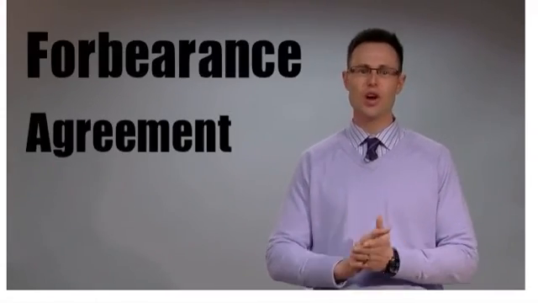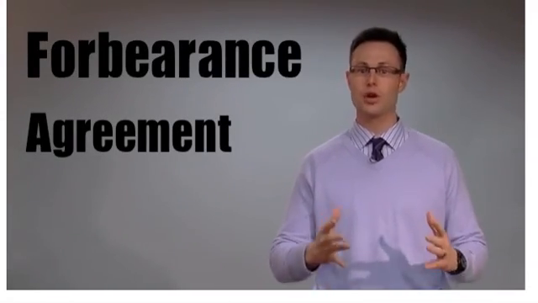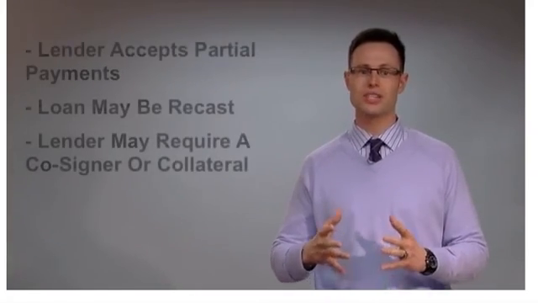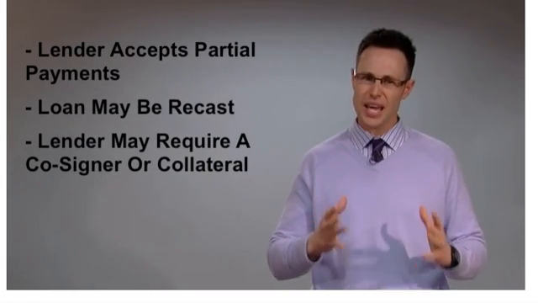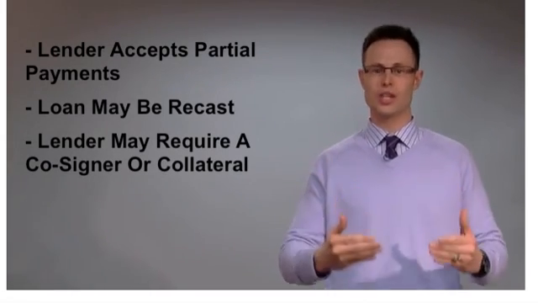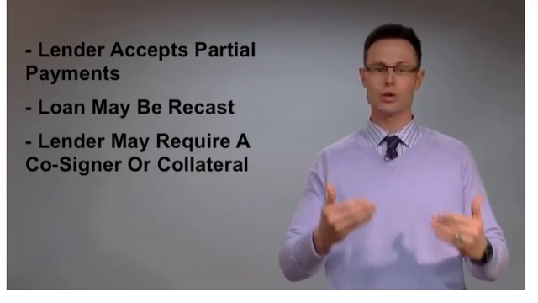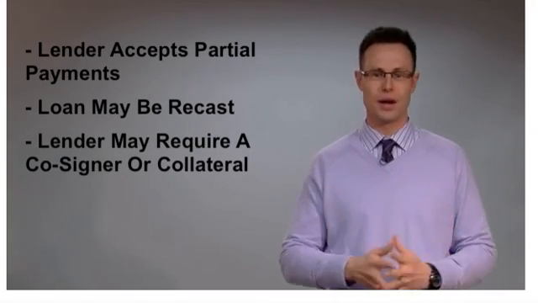The next is called a forbearance. This is essentially a foreclosure alternative where a lender agrees to accept partial payments. The loan might be recast or extended, and in some cases, the lender may actually require a cosigner to jump on board or more collateral to get put up in order to secure the forbearance approval. The problem with both loan modifications and forbearances is that these are measures that are nothing more than temporary fixes or band-aids used to solve the homeowner's current financial problems. If a property is upside down, then neither of these foreclosure alternatives is going to help the homeowner in the long run.